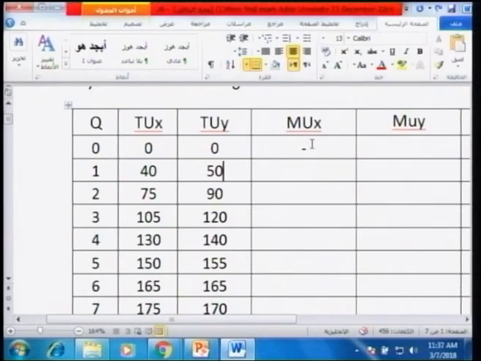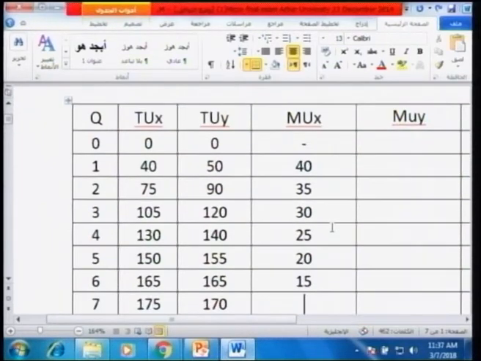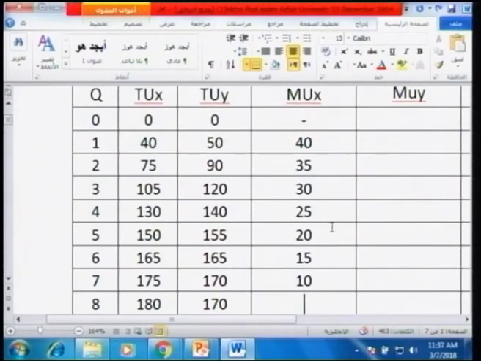40. 75 minus 40, 35. And 30, 25, 20, 15, and then 10, then 5.